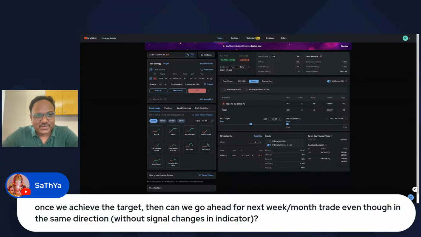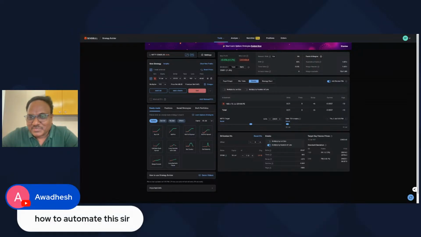Once we achieve the target, can we go ahead for the next week, monthly trade? Of course, you can always use the capital wisely. But once you exit the target, my suggestion is to wait for a new signal. Not for the same trade, but if you're doing one more trade, maybe change some parameters and then see if you can get the new signal. Once you exit, I think it's better to keep quiet.